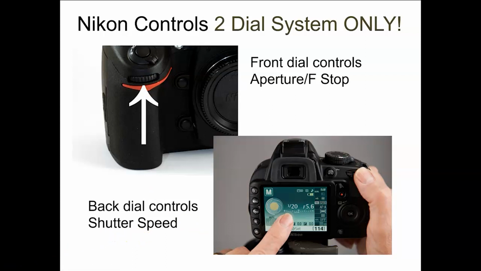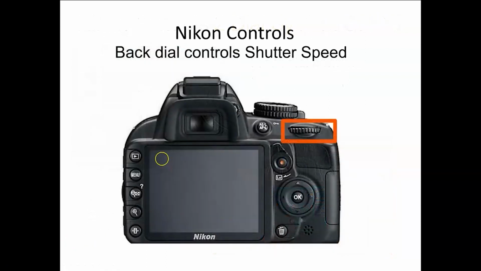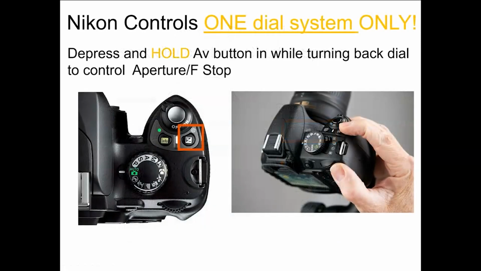Now, as an example, let's just say that you have a 1-dial system. You don't have a dial in the front. Your back dial is still going to control the shutter speed. No matter what camera you have, that is going to control the shutter speed. Now, if you have your back dial, but you don't have that front dial as I showed you, how do you change your aperture? This is only for people that have the 1-dial Nikon.